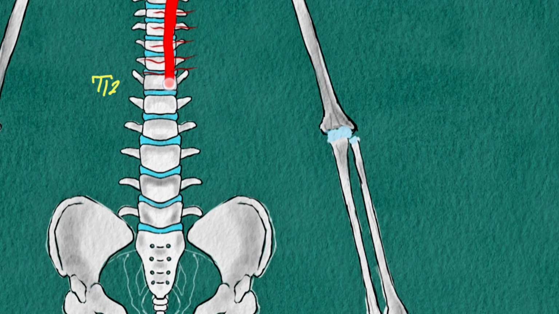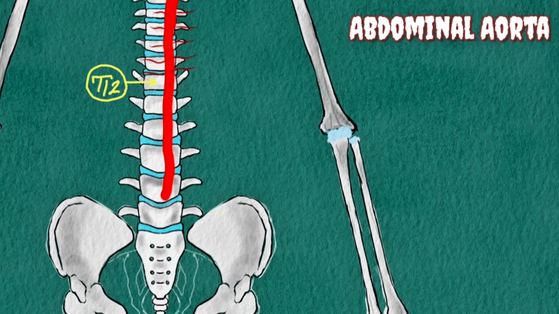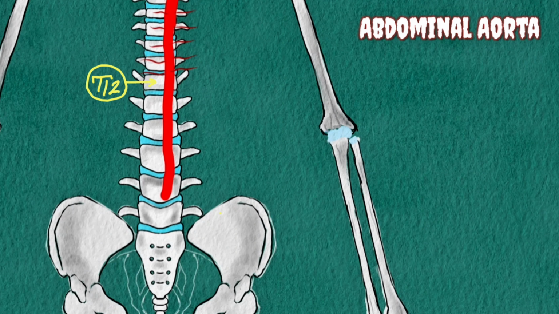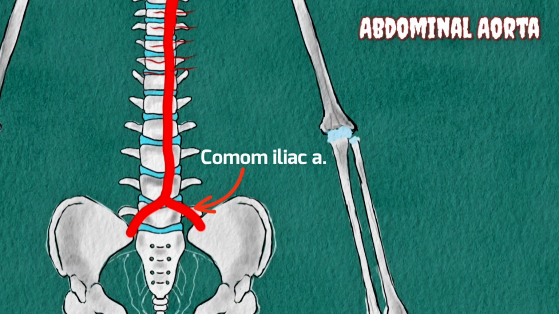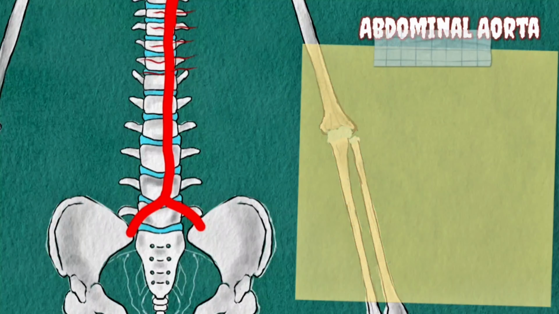At the level of the T12 vertebra, the aorta enters the abdominal cavity through the aortic hiatus in the diaphragm and is named the abdominal aorta. It's approximately 13 cm long and ends at the level of the L4 vertebra. At this level, the aorta terminates by bifurcating into the right and left common iliac arteries that supply the lower body. Let's have a look at the branches of the abdominal aorta.